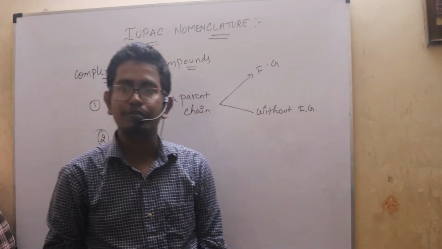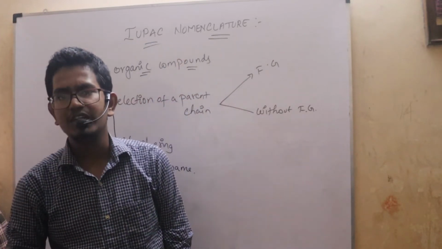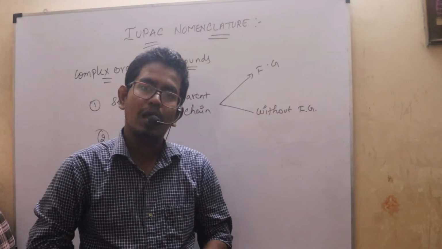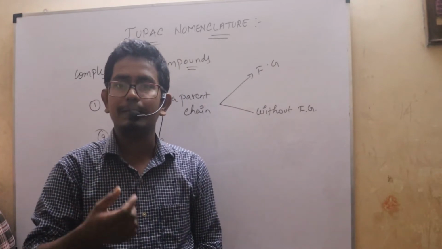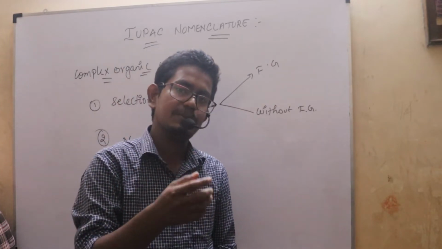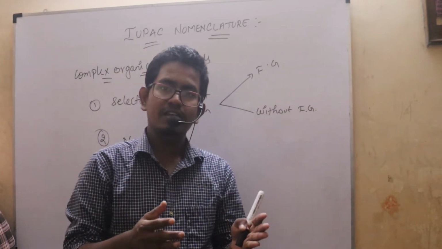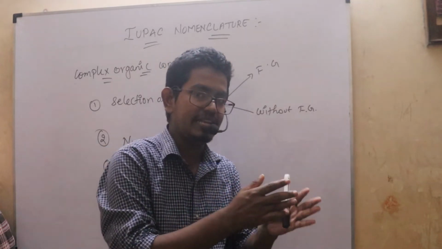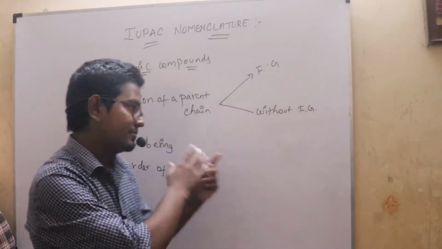We studied the order of names in the first lecture itself of the IUPAC nomenclature. We should write the primary prefix, then the secondary prefix, plus root word, plus primary suffix, plus secondary suffix. That is the way in which we write the name. That means it is the order of names.